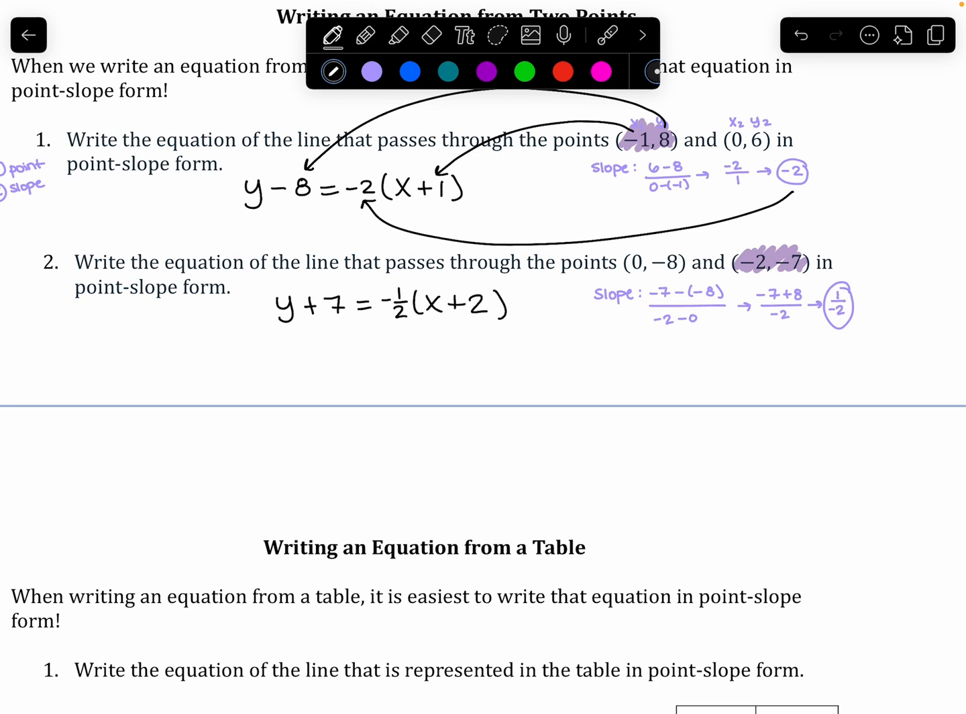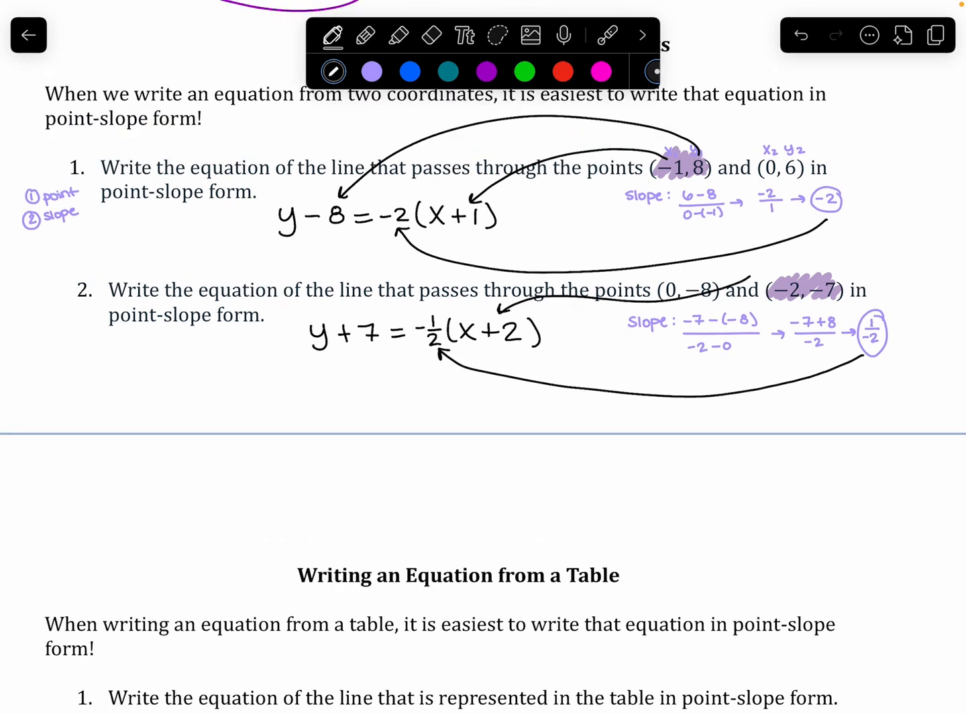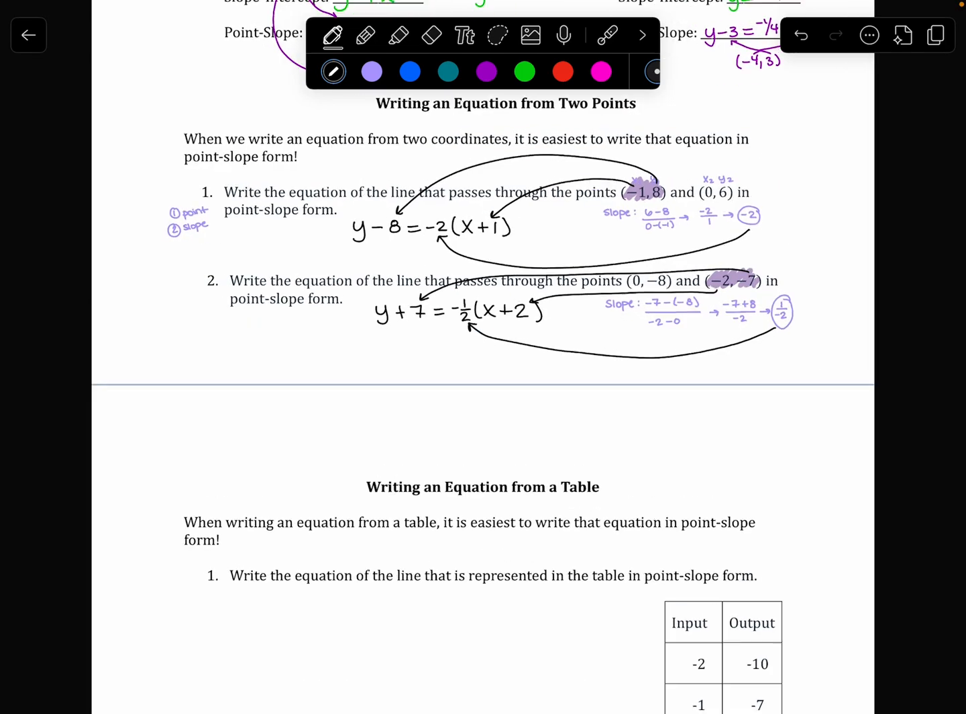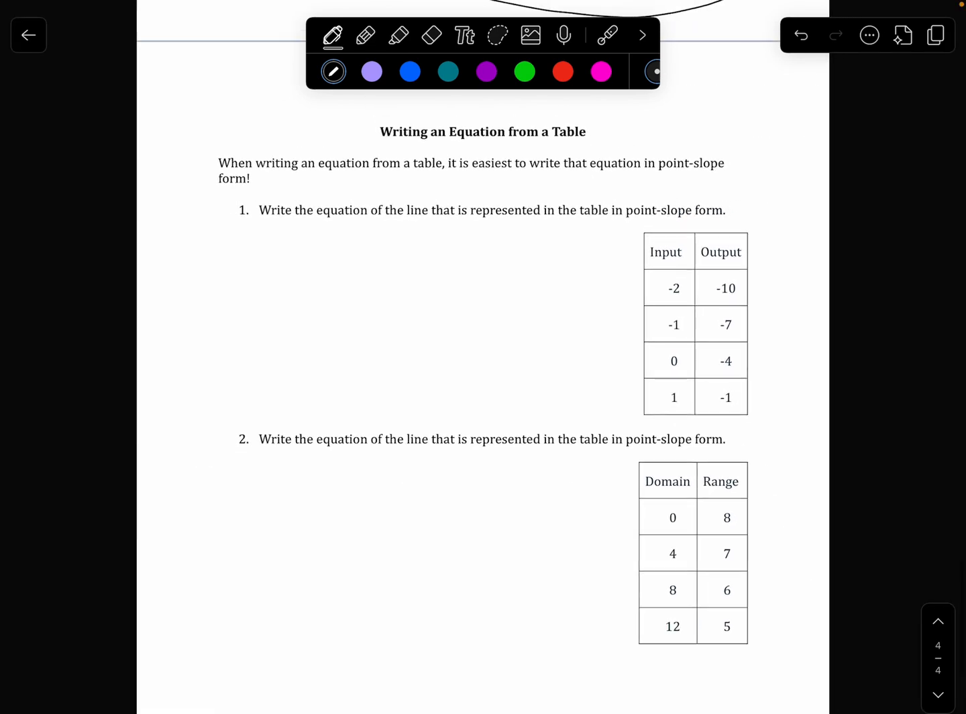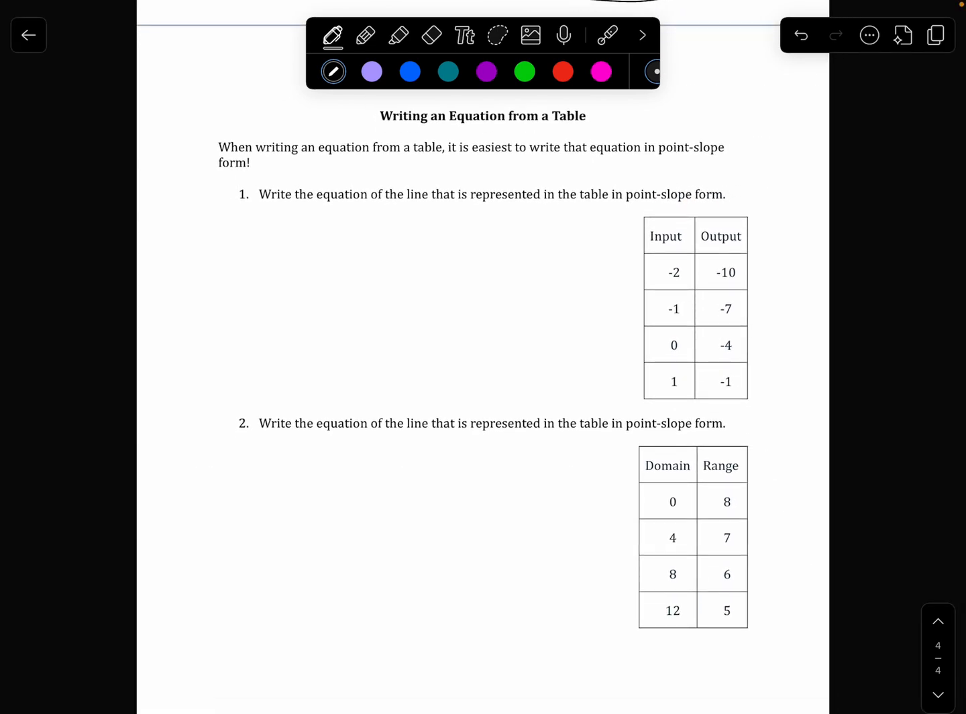So this one will be y plus 7 equals negative 1/2 times x plus 2. So my slope goes there. This goes here. And this guy goes all the way over there. And that's how you can write an equation from 2 points in point-slope form.